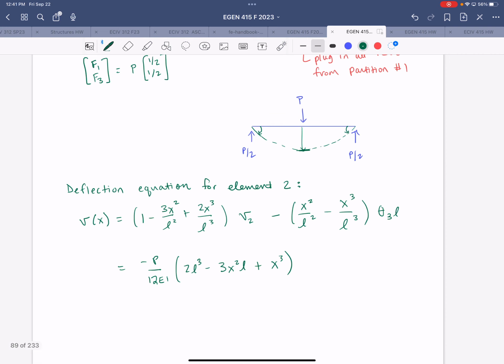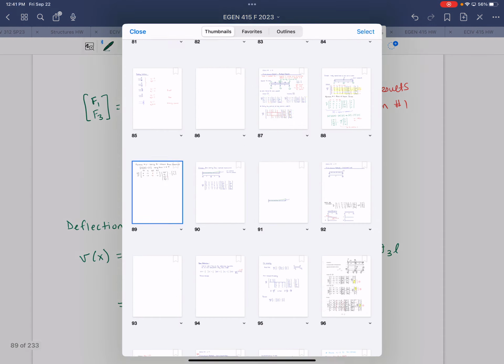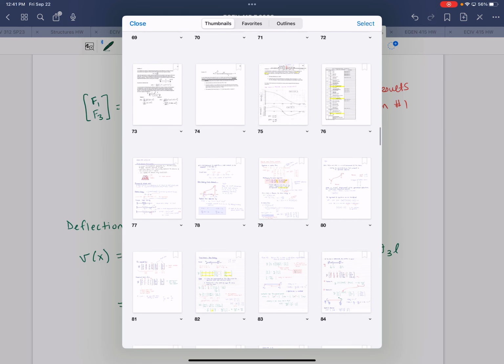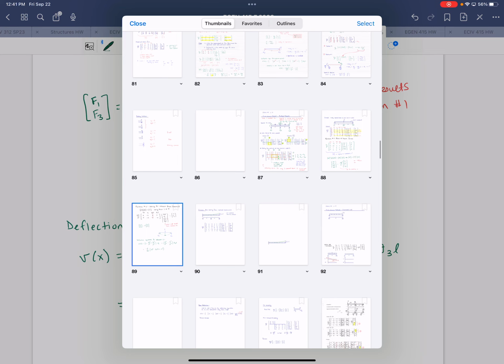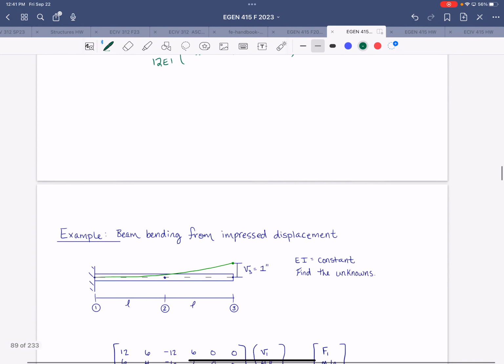Questions so far? Where are those deflection equations again? So it's in like the 3rd or 4th page in from the start of the finite element. Third page in, yeah. Yeah, that's where the full equation is.